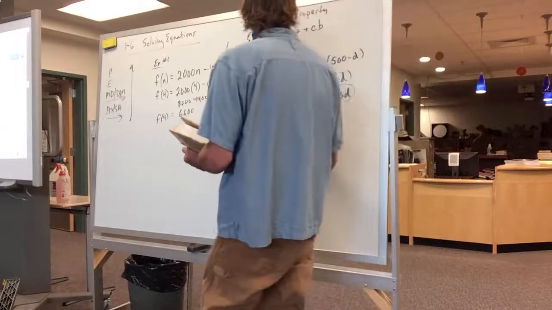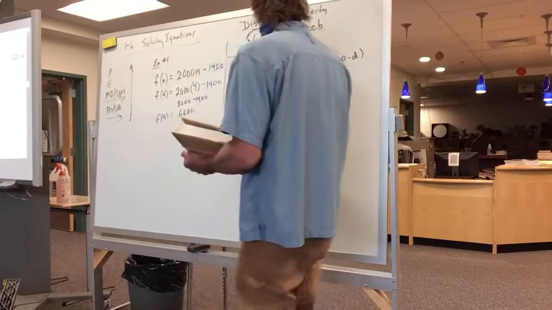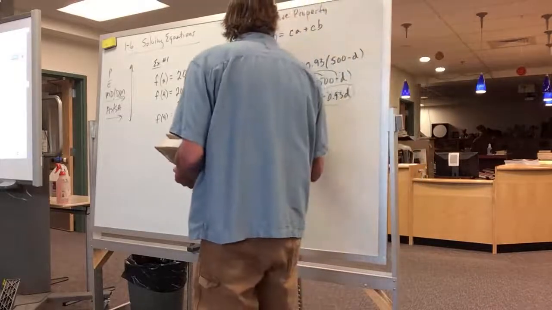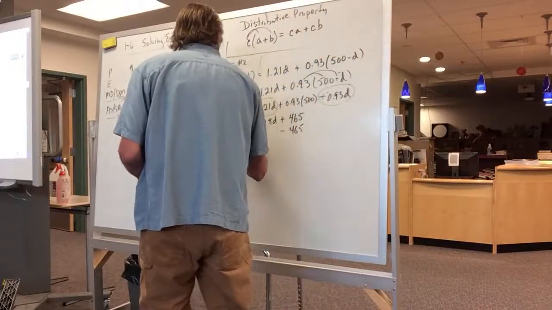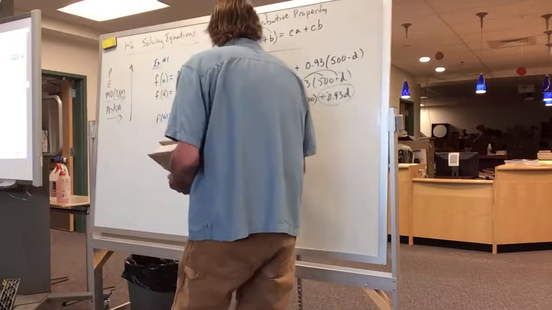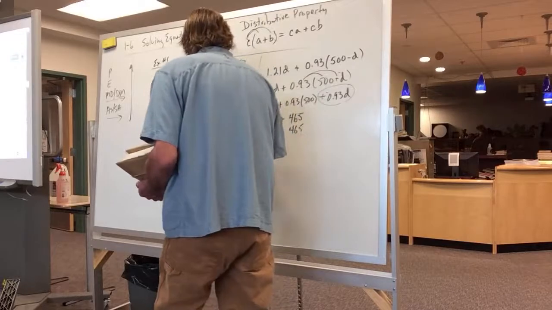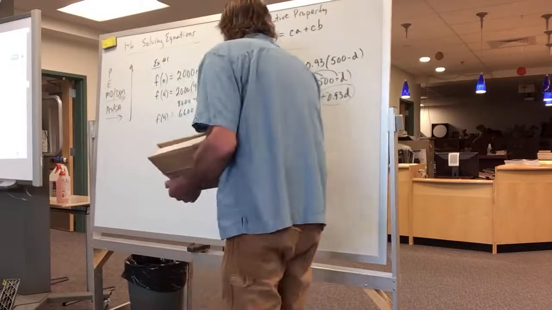465, thanks. 465, and then we're going to do what? Subtract it. And then we have 28 hundredths D is going to be equal to 85. Divide, yep.